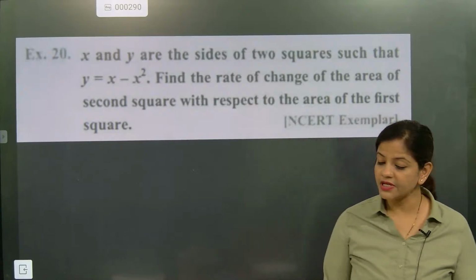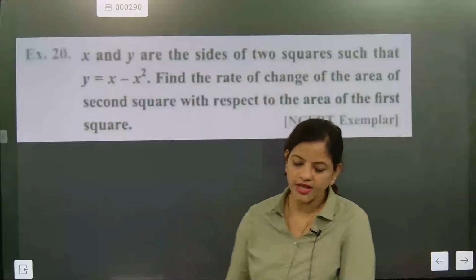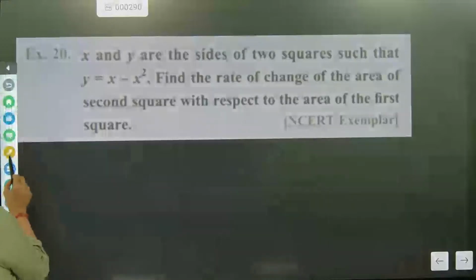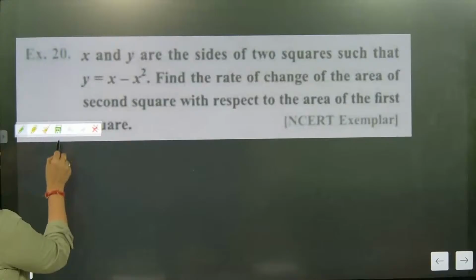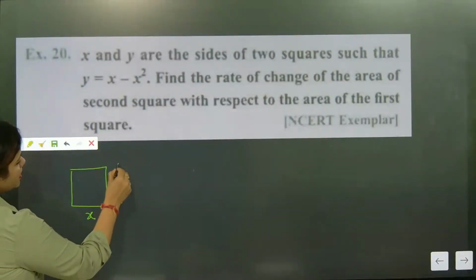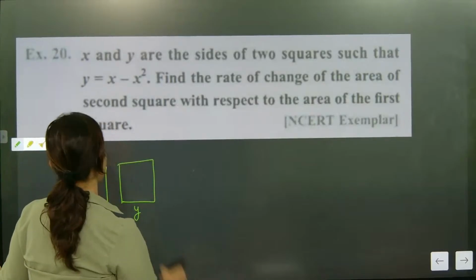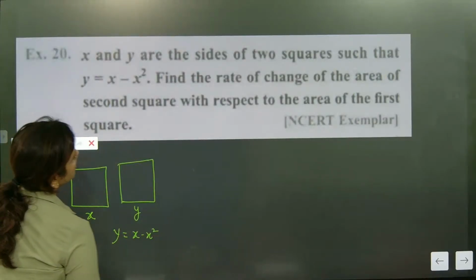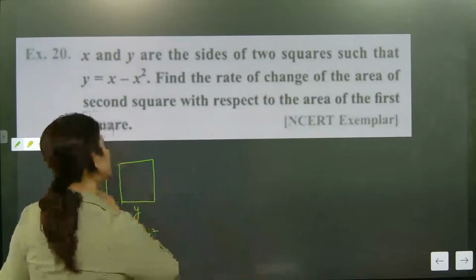Shall we solve the next question, please? What is the question? x and y are the sides of two squares such that y is equal to x minus x square. Find the rate of change of area of the second square with respect to the area of the first square. All the rate of change questions we are touching.